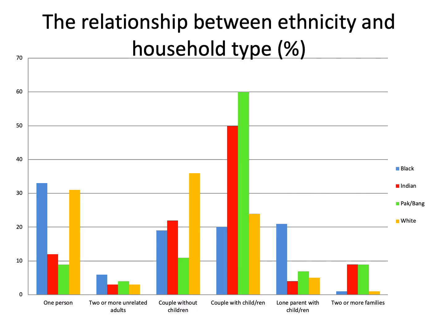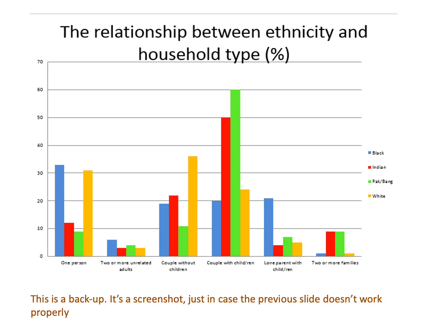So here's the graph. As you can see, it has six family types, or household types, on it. It has four ethnic groups, and you will need to analyze this, take your time with it, and write a report on it. Just in case there are any problems accessing this graph on PowerPoint, I've done a screenshot as well, as a backup.